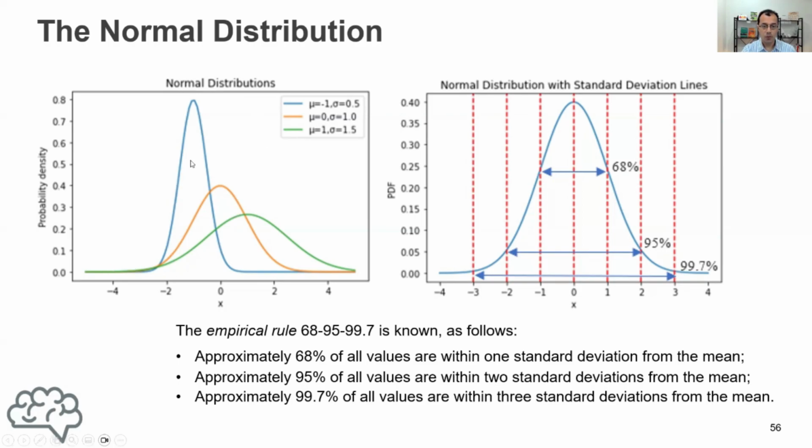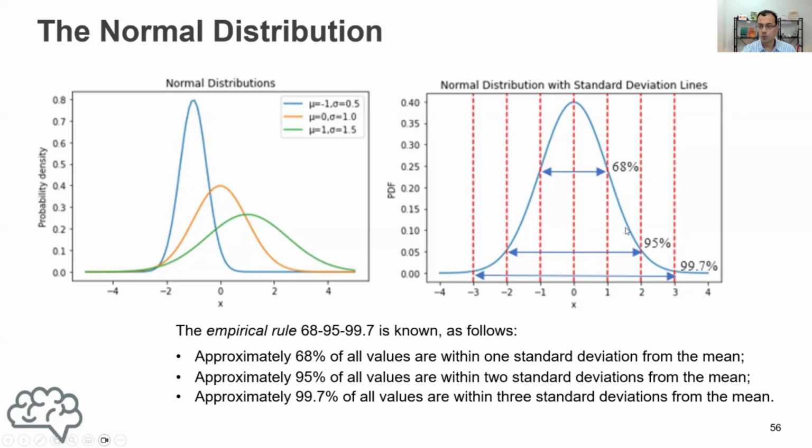This figure here is showing three normal distributions plotted with different values for their mean and their standard deviation. The first case here, which is the blue curve or the blue distribution, has a mean of -1 and a standard deviation of 0.5. The orange one has a mean of 0 and a standard deviation of 1. This is what we could call the standard normal distribution, mean 0 and standard deviation 1. And I also plotted here a normal distribution with mean 1 and standard deviation 1.5. As we have already studied, higher standard deviations result in more spread distributions.